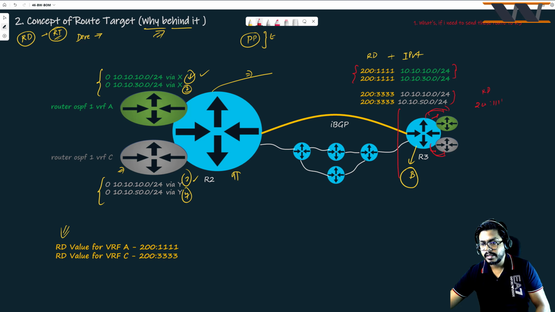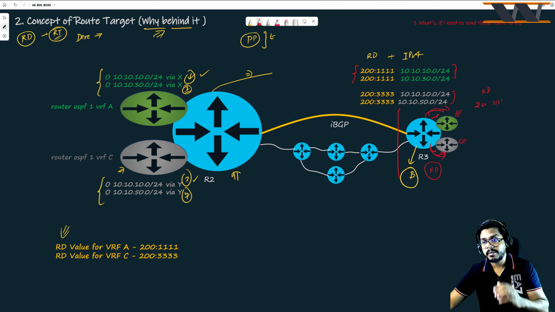this gray VRF. We are saying we can do this on the basis of RD, because if it is 200:1111, send it to the green. If it's 200:3333, send it to the gray. This was the problem, and this was the solution. So we are here also using RD to send the value into the respective VRF, but is it the correct approach? If I do that, then what should be the problem?